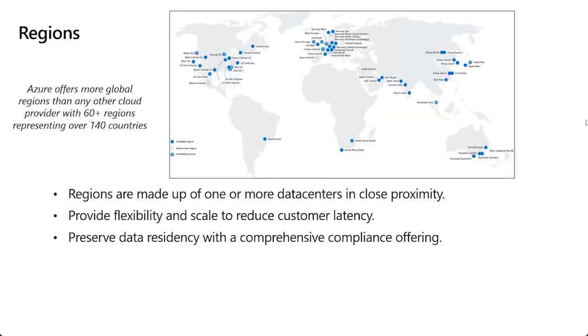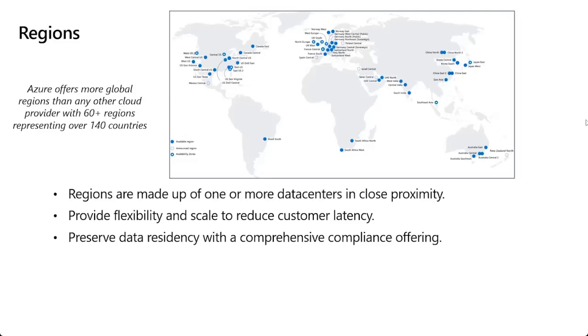Starting with regions, I want you to take a look at the map to the right-hand side. Take a look at those blue dots around the world, and those blue dots represent Azure regions. We have over 60 regions located globally, as you can see, representing over 140 countries. Azure actually has more global regions than any other cloud solution provider.